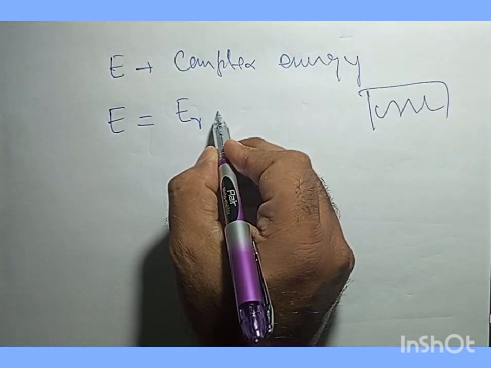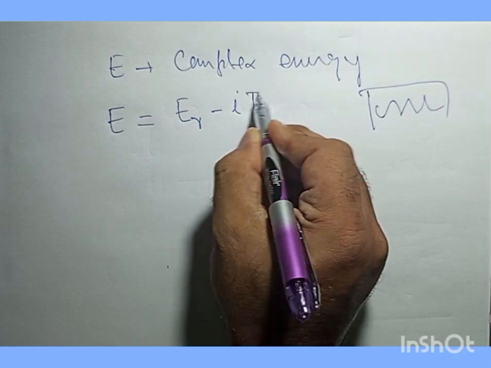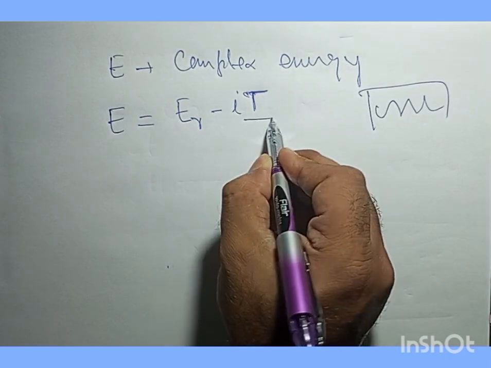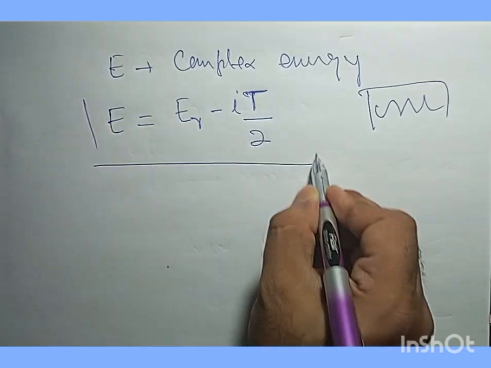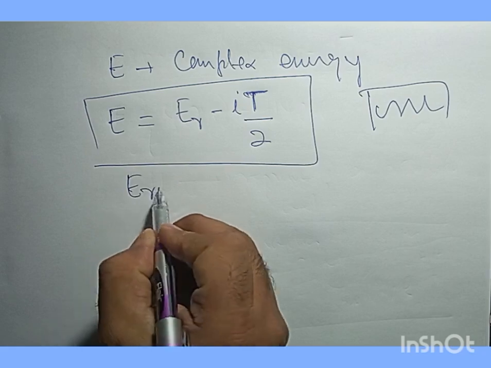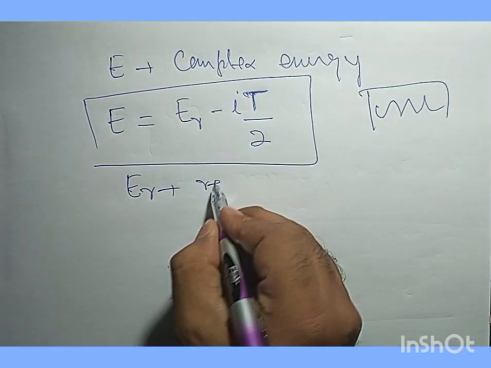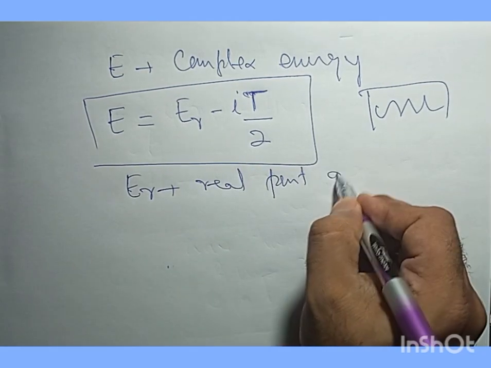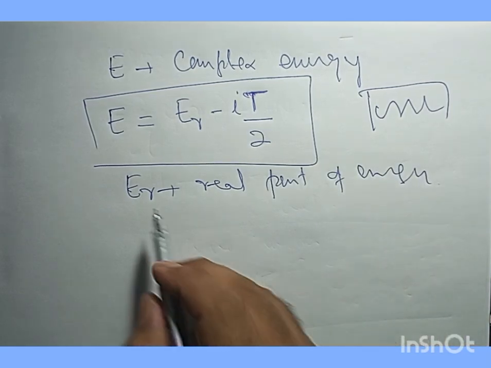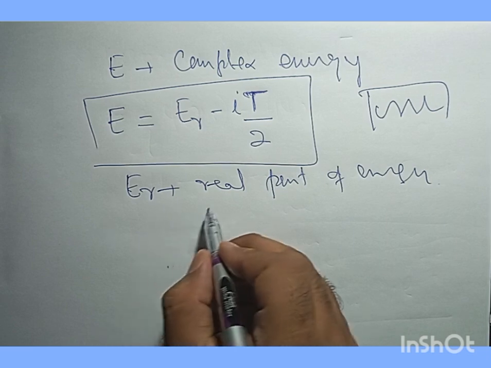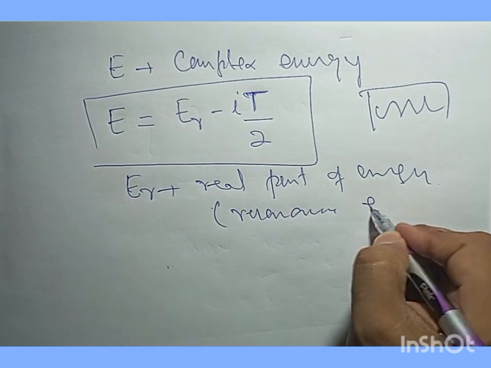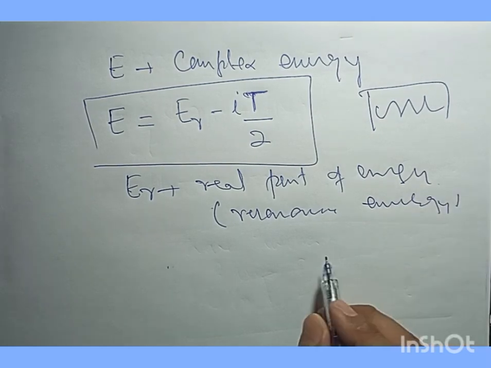And so this E, which is a complex energy, is assumed to be made of E_R minus i, this resonance width Γ divided by 2. Where this E_R is what? This E_R is the real part of the energy. And what does it represent? It represents the resonance energy, you can say.